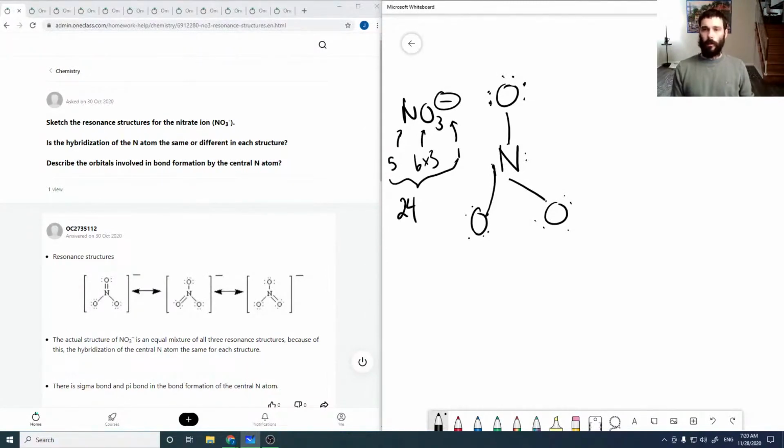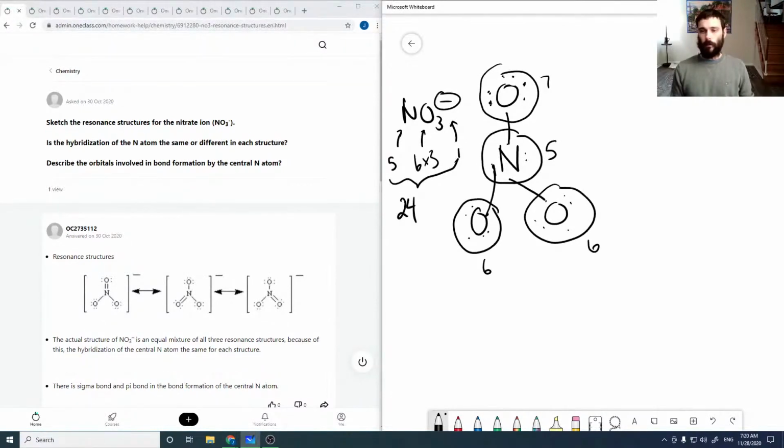So here we've got 7 around nitrogen, 5 around nitrogen, 6 around oxygen, and 6 here. 7 and 5 are 12, and 12 is 24. So we've got the right number of electrons. If we look at this structure now, these are both 6, so they're neutral. This guy has a -1 charge. So the whole thing has a -1 charge, so that's good.